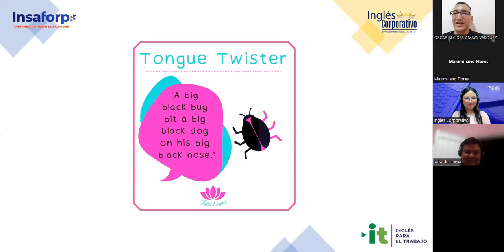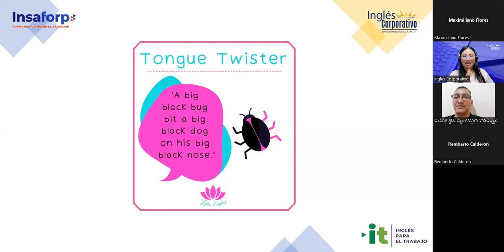Okay. A big black dog, big black dog on his big black nose. Wow, second time. A big black dog, big black dog on his big black nose. Excellent. Class, was it great? Do you want him to repeat the song, Twister? Great job.